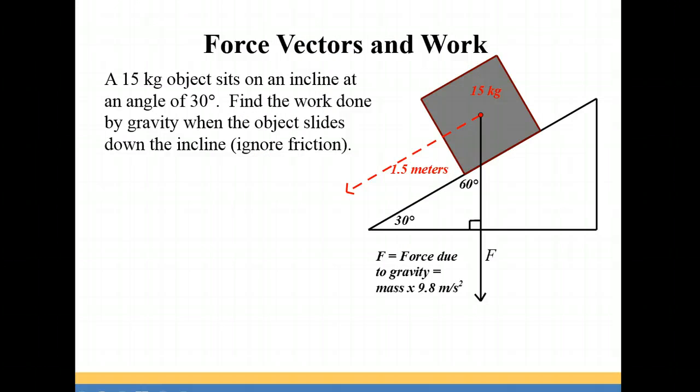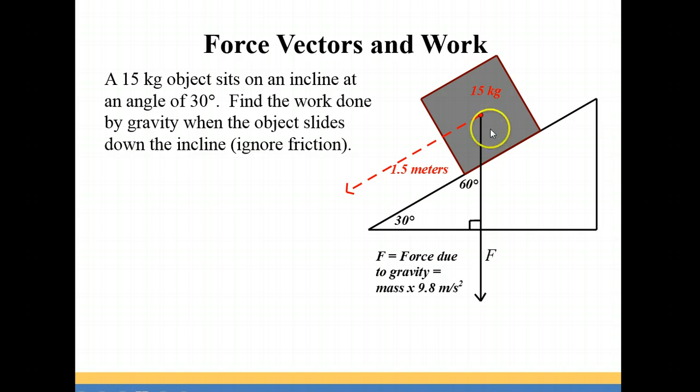For our last example, we have a 15 kilogram object that sits on an incline at an angle of 30 degrees. So we have a ramp here, and this angle at the base is 30 degrees. And I've also drawn the force vector that represents the force of gravity. That's going to be perpendicular to the earth, or perpendicular to the base of the ramp. So if this angle is 30 here, then this angle must be 60. And you have this 15 kilogram object that's on the ramp.